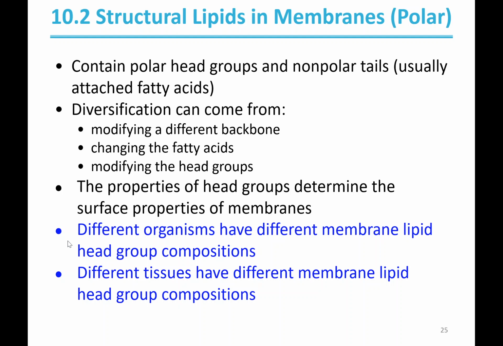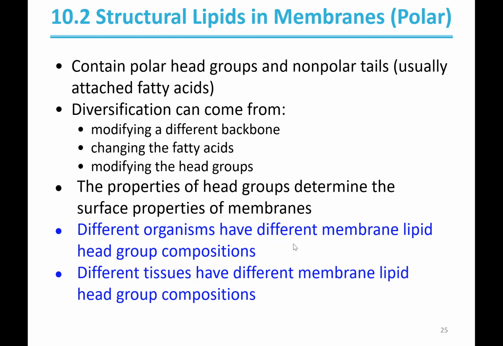Properties of the head groups really determine the surface property of the membrane, as we'll see when we talk about membrane structure. The fatty acid nonpolar parts are going to be in the middle of the membrane. The polar head groups are what stick out on the surface of the membrane. So changing that head group out is going to change the surface property of a membrane.